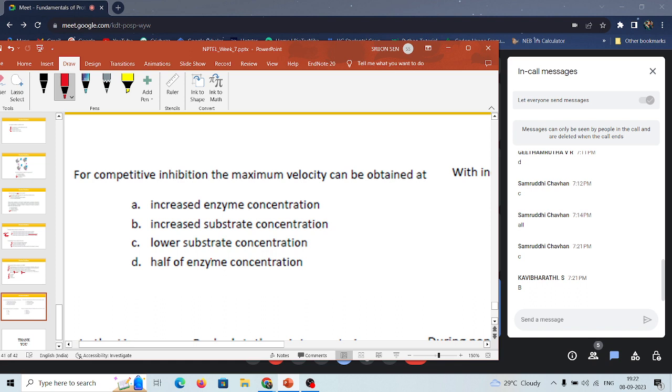So for a competitive inhibition, the maximum velocity can be obtained when you are increasing the substrate concentration, because when more amount of substrate is present, the substrate will go and bind to the enzyme, and you can obtain the maximum velocity in a faster manner. So B is the correct option for this question.